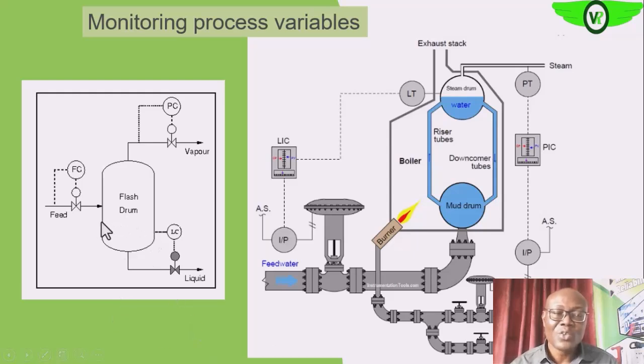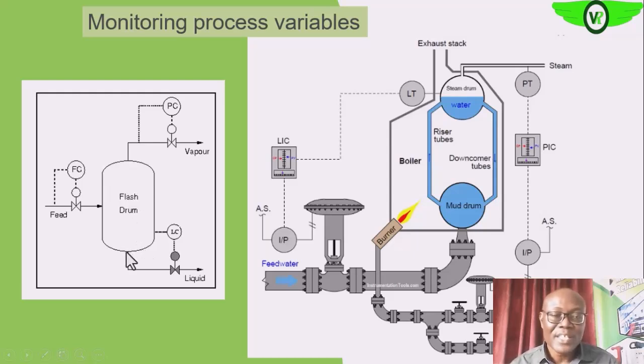So the rate at which the feed comes into this drum will determine the level, are we getting it, of the part of the fluid that remains in liquid in the vessel or in the drum, and also determine the amount that is flashed out that will form gaseous vapor in the upper part of the vessel.